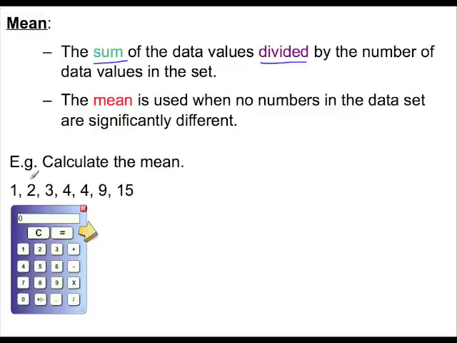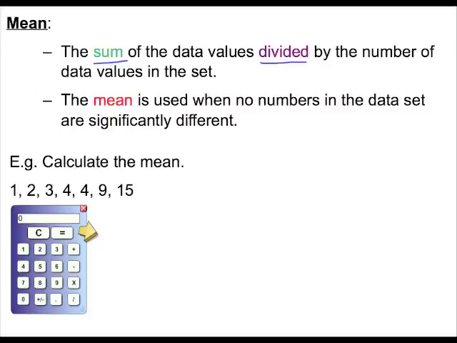So here's a data set, and in this data set we have the numbers 1, 2, 3, 4, 4, 9, and 15. To begin calculating the mean, we need to find the sum of these numbers. Remember, the sum is the answer when we add, so we need to add all these numbers together. We can do this using some mental math, or we can use the calculator. Let's try some mental math first. 1 plus 2 is 3, plus 3 is 6, 6 plus 4 makes 10, plus 4 is 14, plus 9 is 23, plus 15 makes 38.